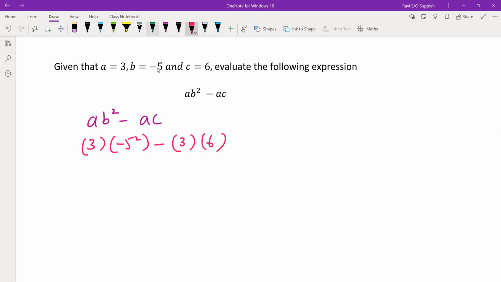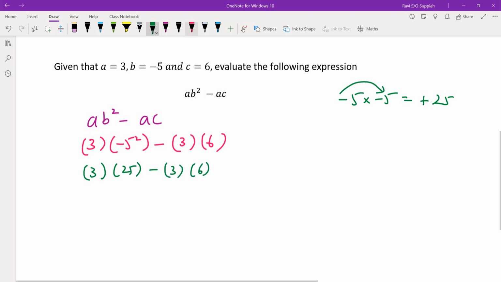All right, so we still have a (-5)², so we'll focus on that first. So what is (-5)²? So (-5)² is -5 times -5. Minus times minus will be plus, and 5 times 5 will be 25. So this will be 25 minus 3 into 6.